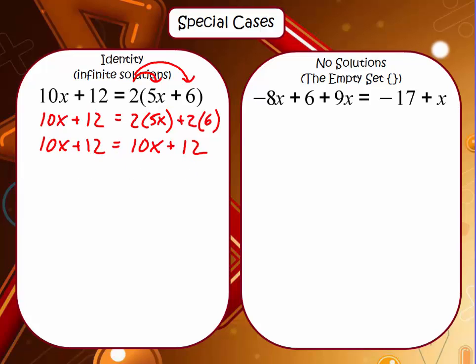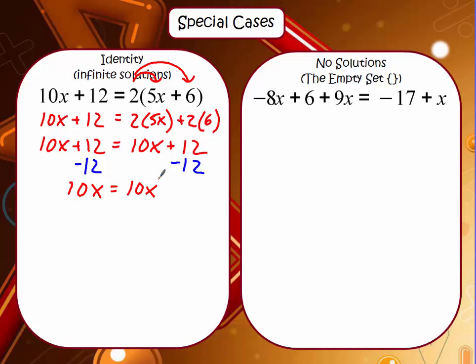So instead of moving the 10x, I'm going to move the 12. So I'm going to move this 12 that's over here to the right-hand side. So let me subtract 12 from both sides. And that leaves me with 10x, 12 minus 12 is 0, equals 10x, and 12 minus 12 is 0.